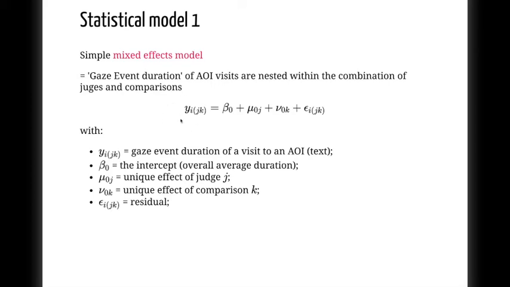So our dependent variable is the gaze event duration of a visit to an area of interest, one of both texts. We can assume some kind of intercept, an overall average duration, an effect of judges, an effect of comparison, and some residual variance. That's the simple mixed effect model, and that's the first model we will show.